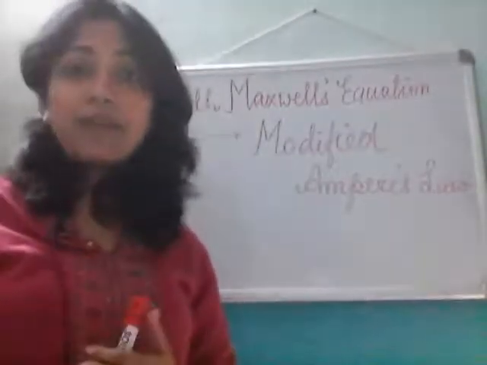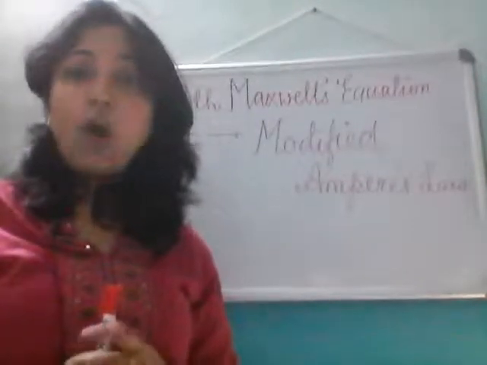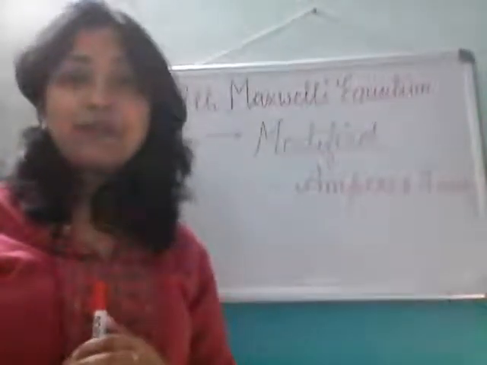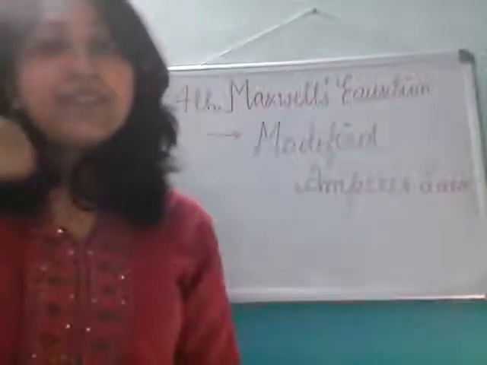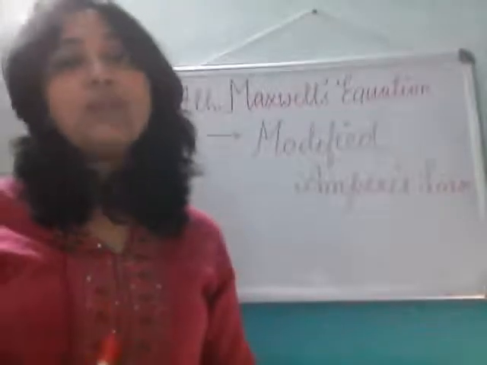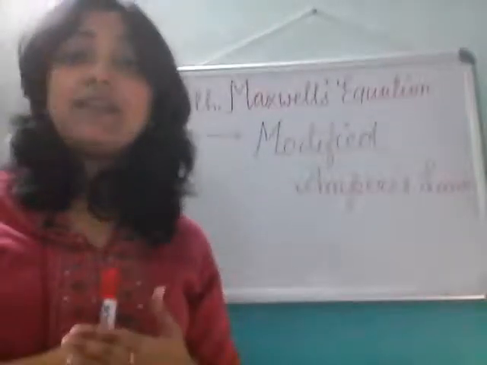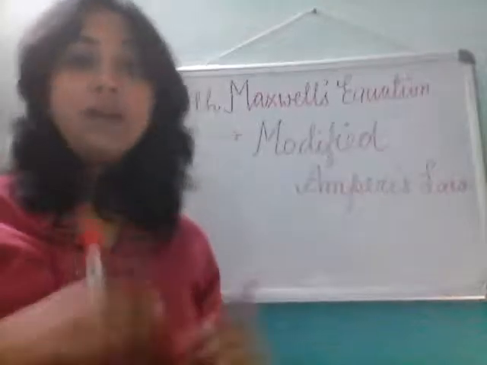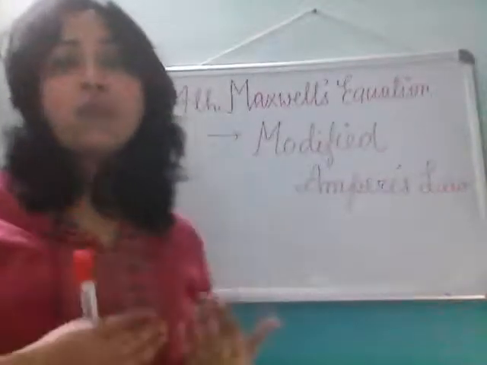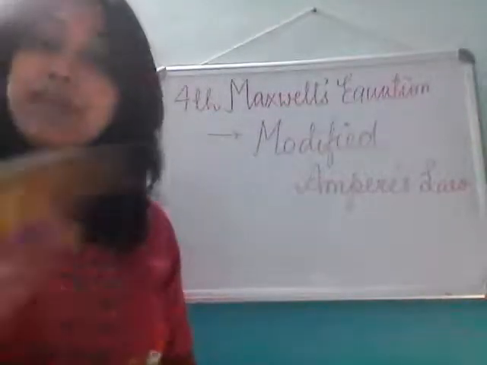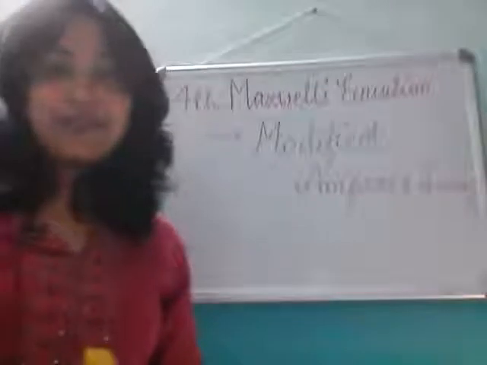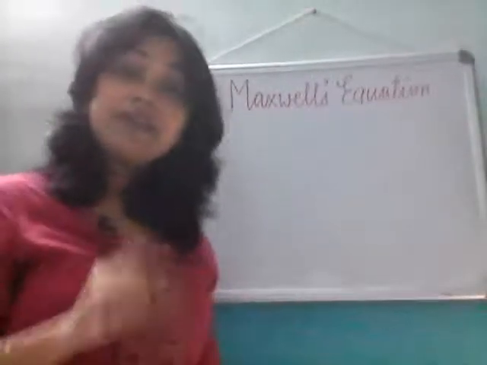So what is this modification and why is there a requirement of a modification of Ampere's law? And when we are talking about the modification of Ampere's law, obviously the first thing we will have to remember is what is the so-called Ampere's law, right? So what we are now going to do is first begin with Ampere's law. We will see that there is some problem with it, then we will modify it and hence come to our fourth Maxwell's equation. Fine. So let us see what Ampere's law is first. This Ampere's law is nothing but Ampere's circuital law.